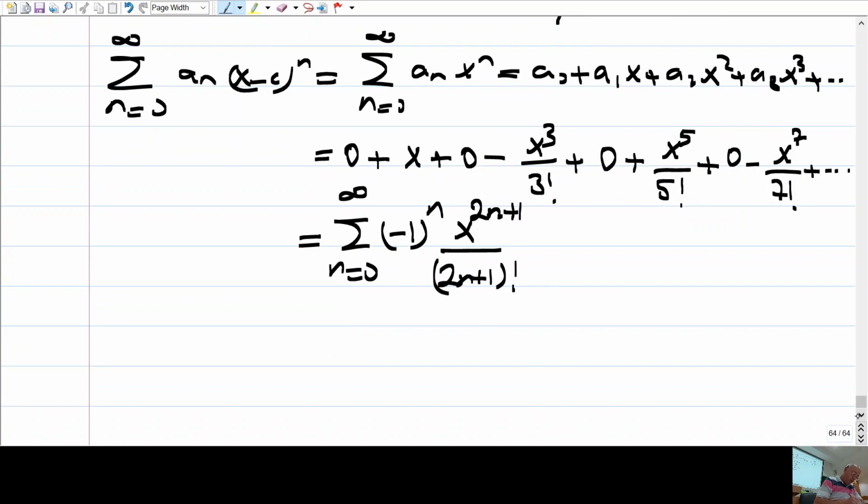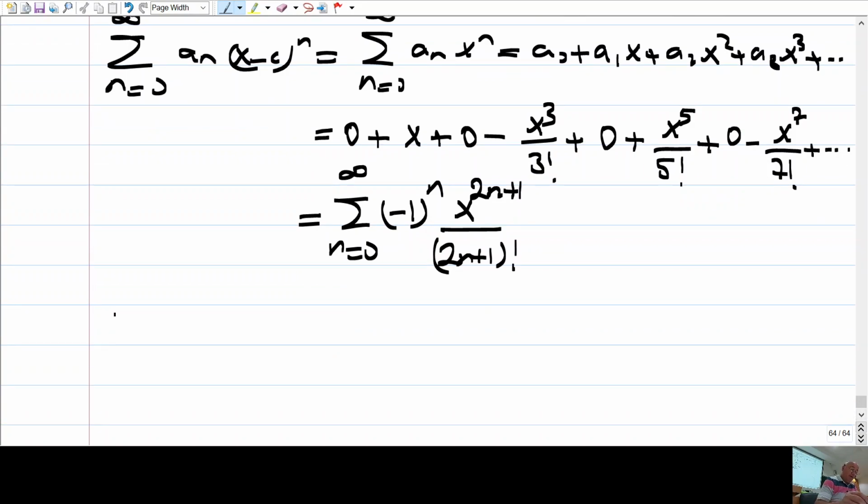What is the radius of convergence? Well, you see here, this is not actually a typical power series. Here I have only odd powers of x. Even powers don't appear. You can do the following.